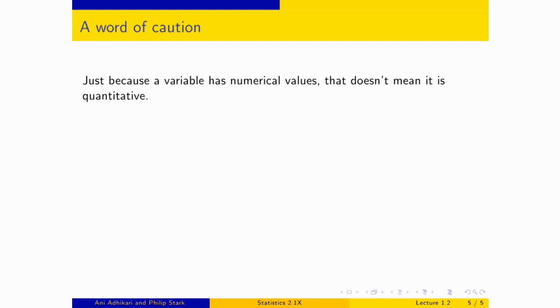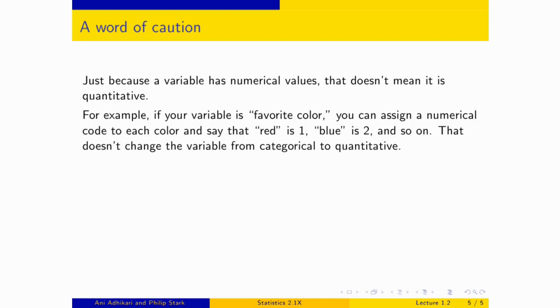And a word of caution, just because a variable takes on numerical values, that doesn't mean it's quantitative. For example, if your variable is favorite color, and your possible values are red, blue, and so on, you're perfectly free to assign a numerical code to those values. So you could decide that red is going to be 1, blue is going to be 2, and so on. But by doing that, you didn't change that variable from categorical to quantitative. And the reason is really that you can't do arithmetic with the numbers that you have assigned.